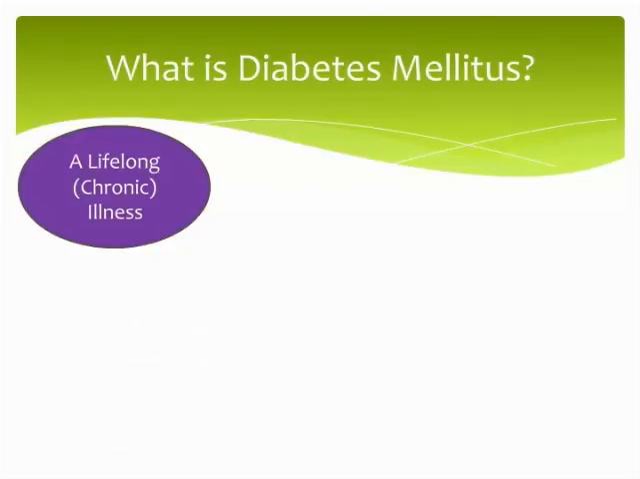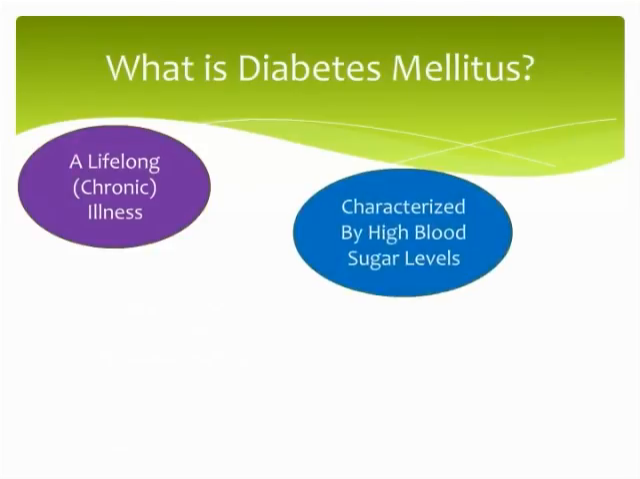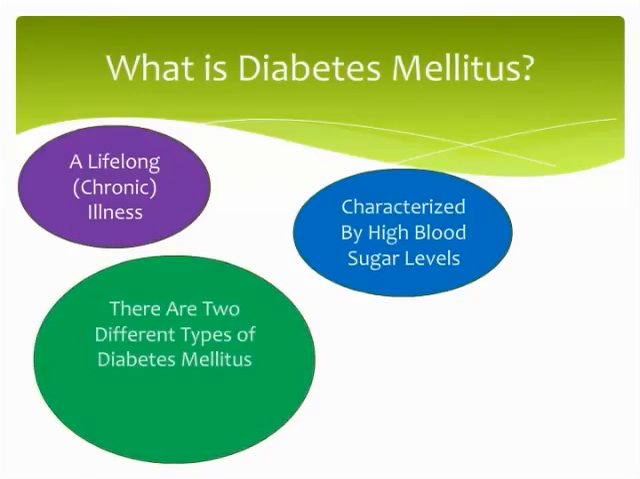To begin, let's look at what is diabetes mellitus. Diabetes is a lifelong chronic illness where blood sugar levels are too high. There are 2 types of diabetes mellitus, type 1 and type 2. Type 1 is commonly referred to as juvenile diabetes, as most often people are diagnosed as children, teens, or young adults, usually prior to the age of 30. With type 1, the pancreas is not able to produce insulin at all, so daily injections of insulin are required.